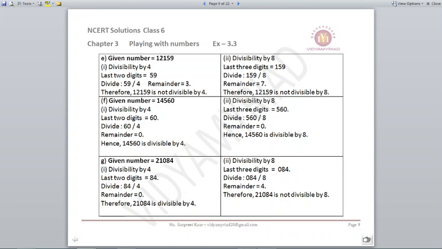F part, 14560. Divide 60 by 4. Remainder is 0. So it is divisible. Last 3 digits, 560 divided by 8. Remainder is 0. So it is divisible by 8.